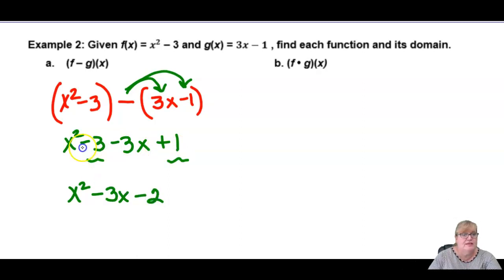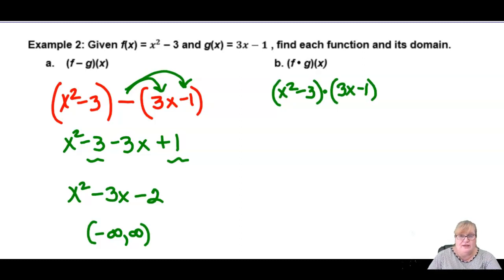All right, this had no restrictions on the domain because there's no denominator, no radical. So the domain is all real numbers. This is a dot, not an open circle, so we are to take f times g.